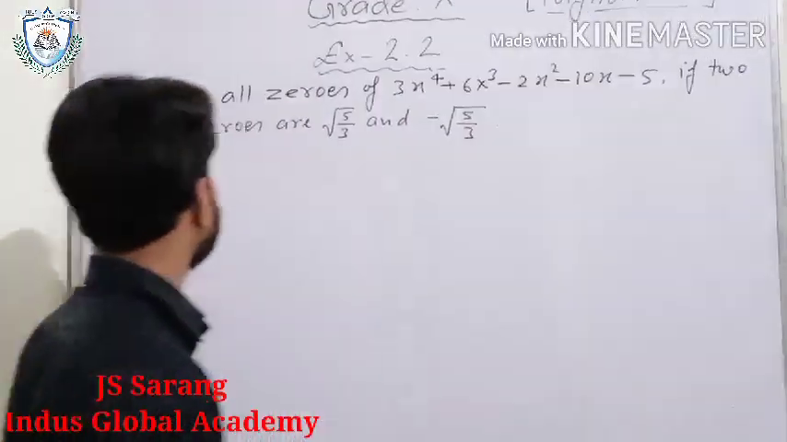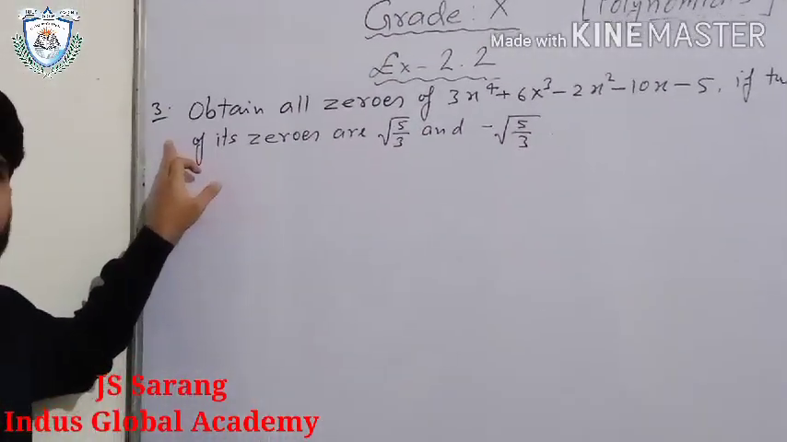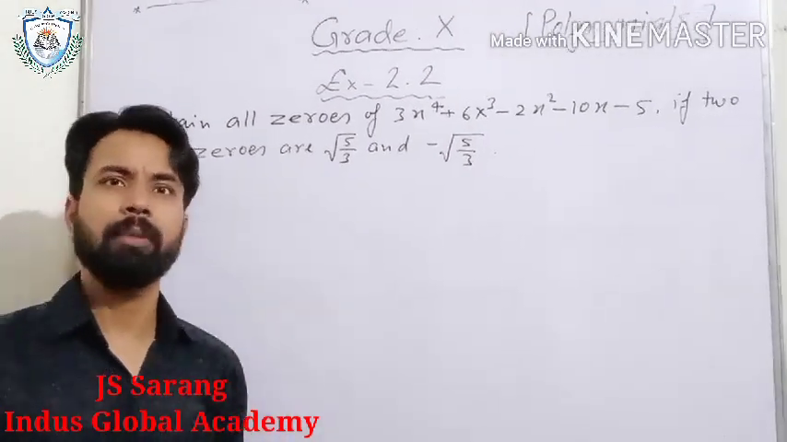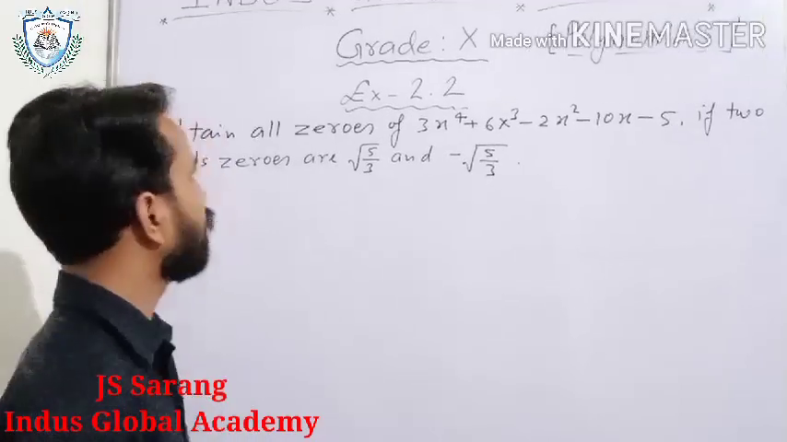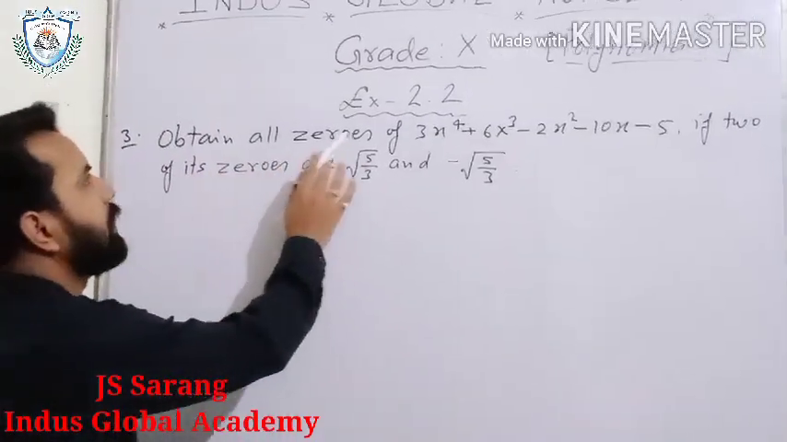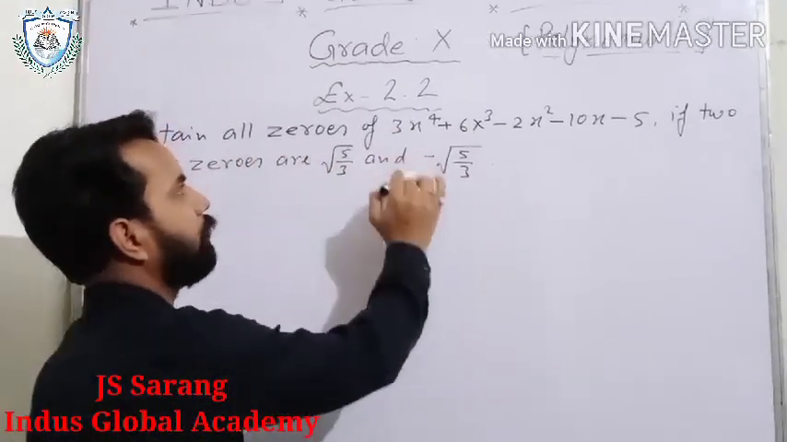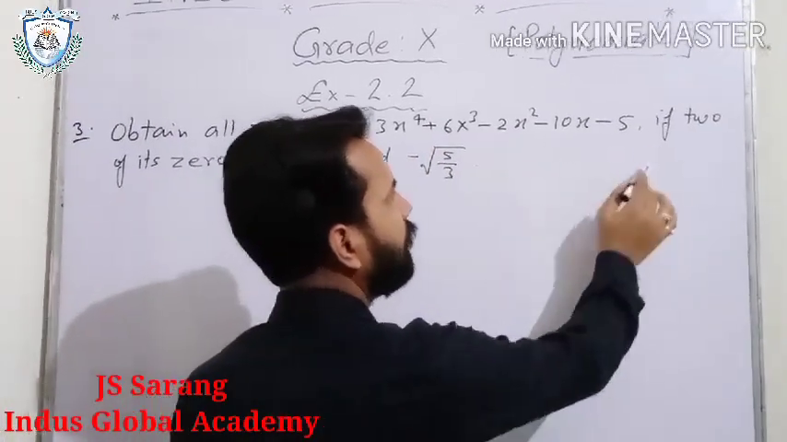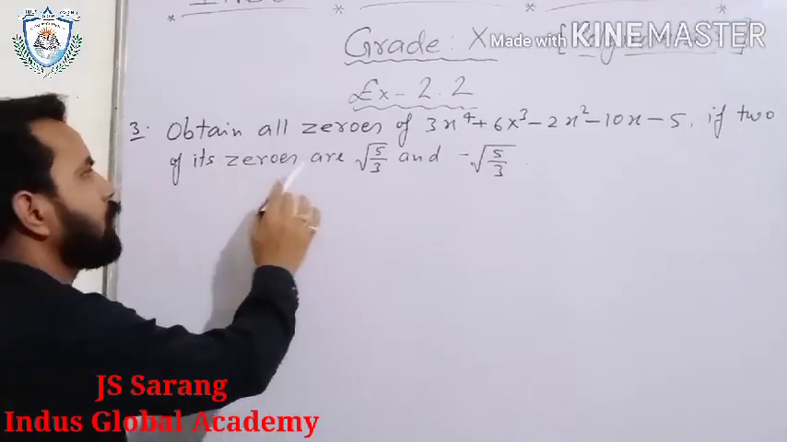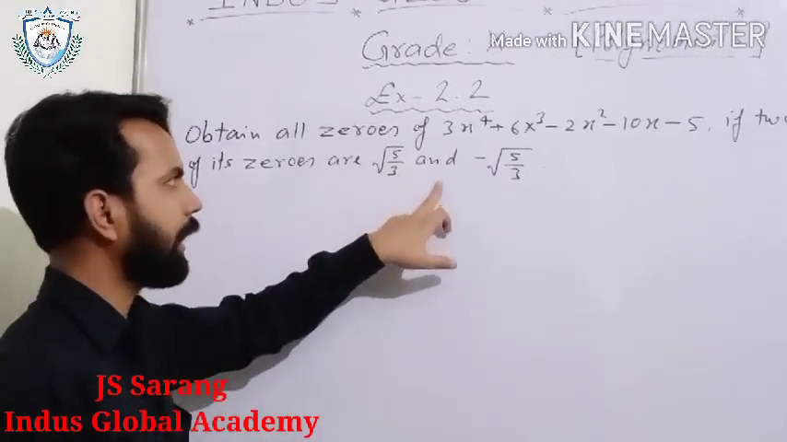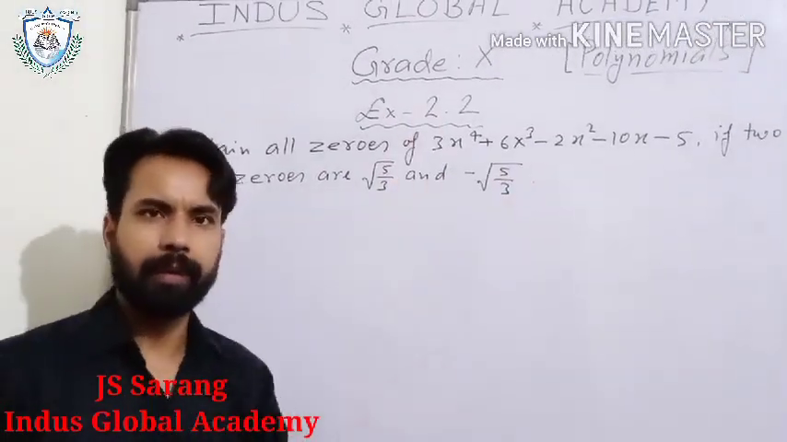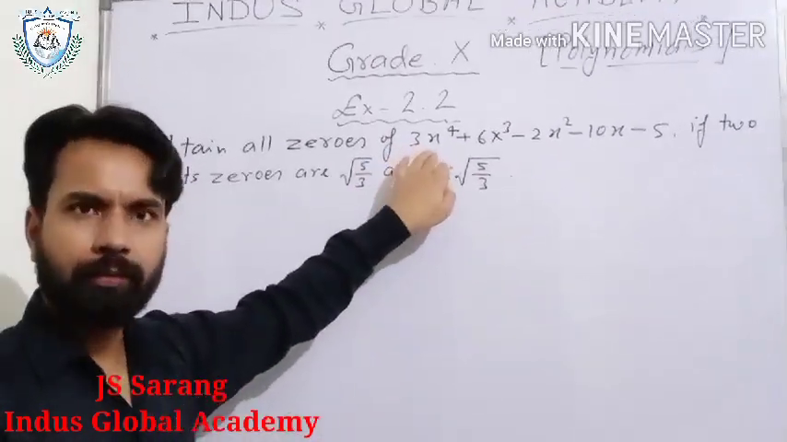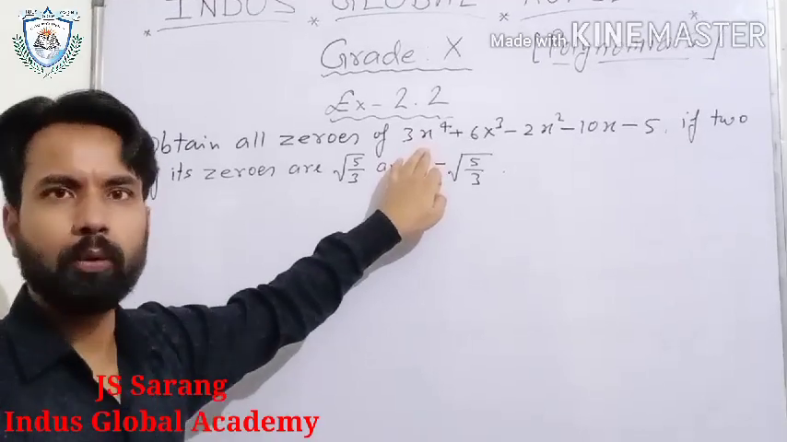I am going to explain to you the third question of this exercise. And this question is a very important question from your examination point of view. The question is, obtain all zeros of 3x to the power 4 plus 6x cube minus 2x square minus 10x minus 5 if two of its zeros are under root 5 upon 3 and minus under root 5 upon 3. Clear? So here two zeros of this polynomial are given and we have to find the remaining zeros.